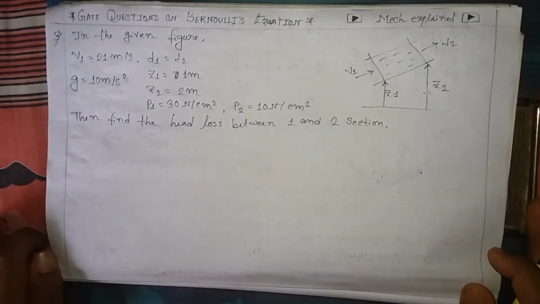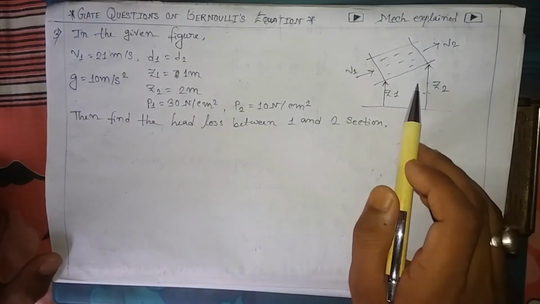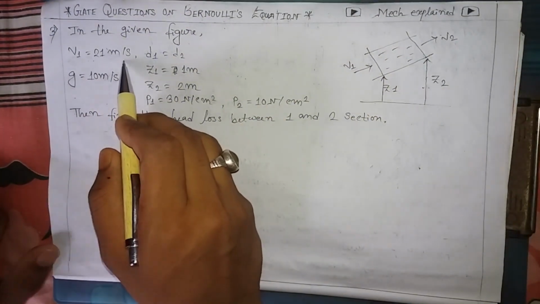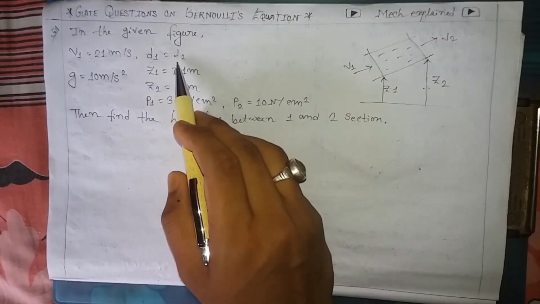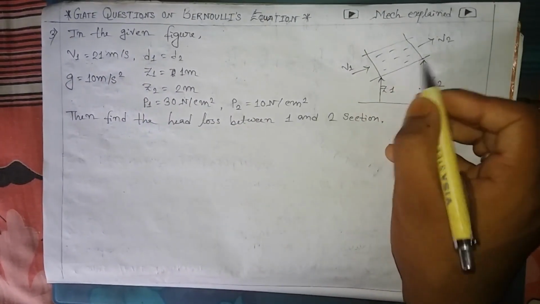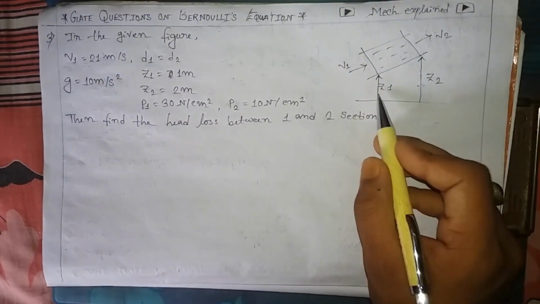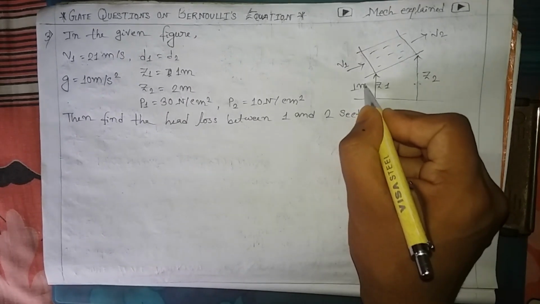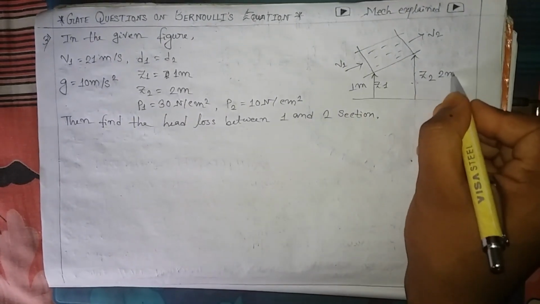So this is our third question. In the given figure, the figure will be given, V1 equals 21 meter per second. D1 and D2 are similar. That means the diameter here and here is the same. Z1 equals 1 meter. This is 1 meter, and Z2 equals 2 meter. Okay, this is 2 meter.